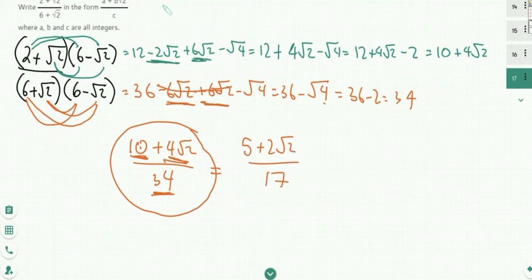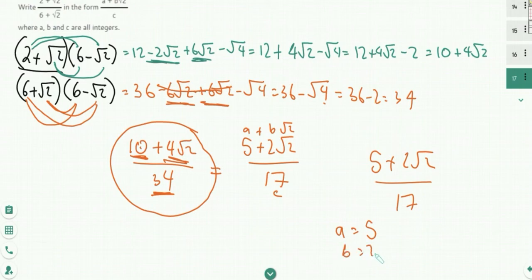And our answer should be in the form of a plus b root 2 over c. And here we go. A plus 2 is b root 2 over c. So that's our answer, guys. 5 plus 2 root 2 over 17, where a is 5, b is 2, and c is 17.